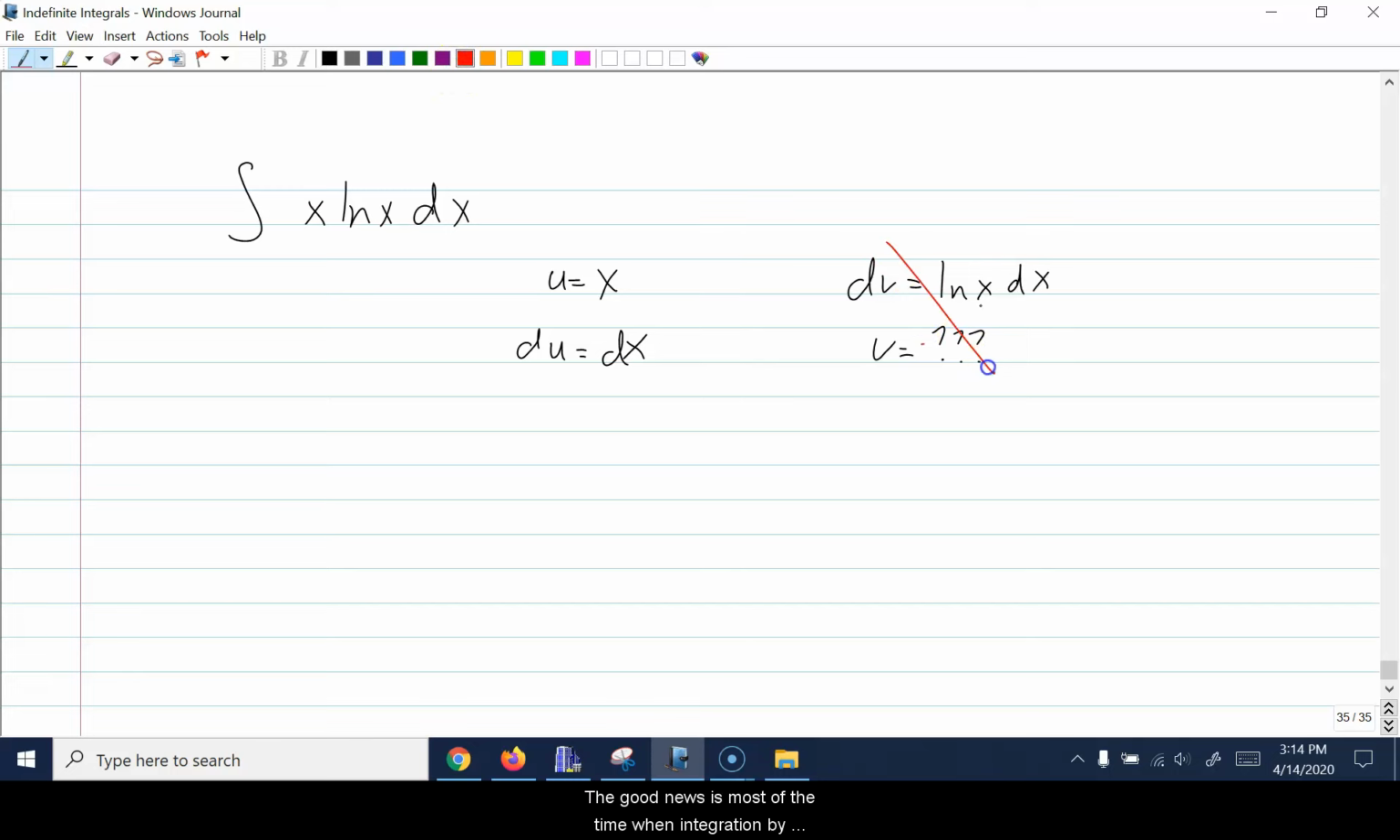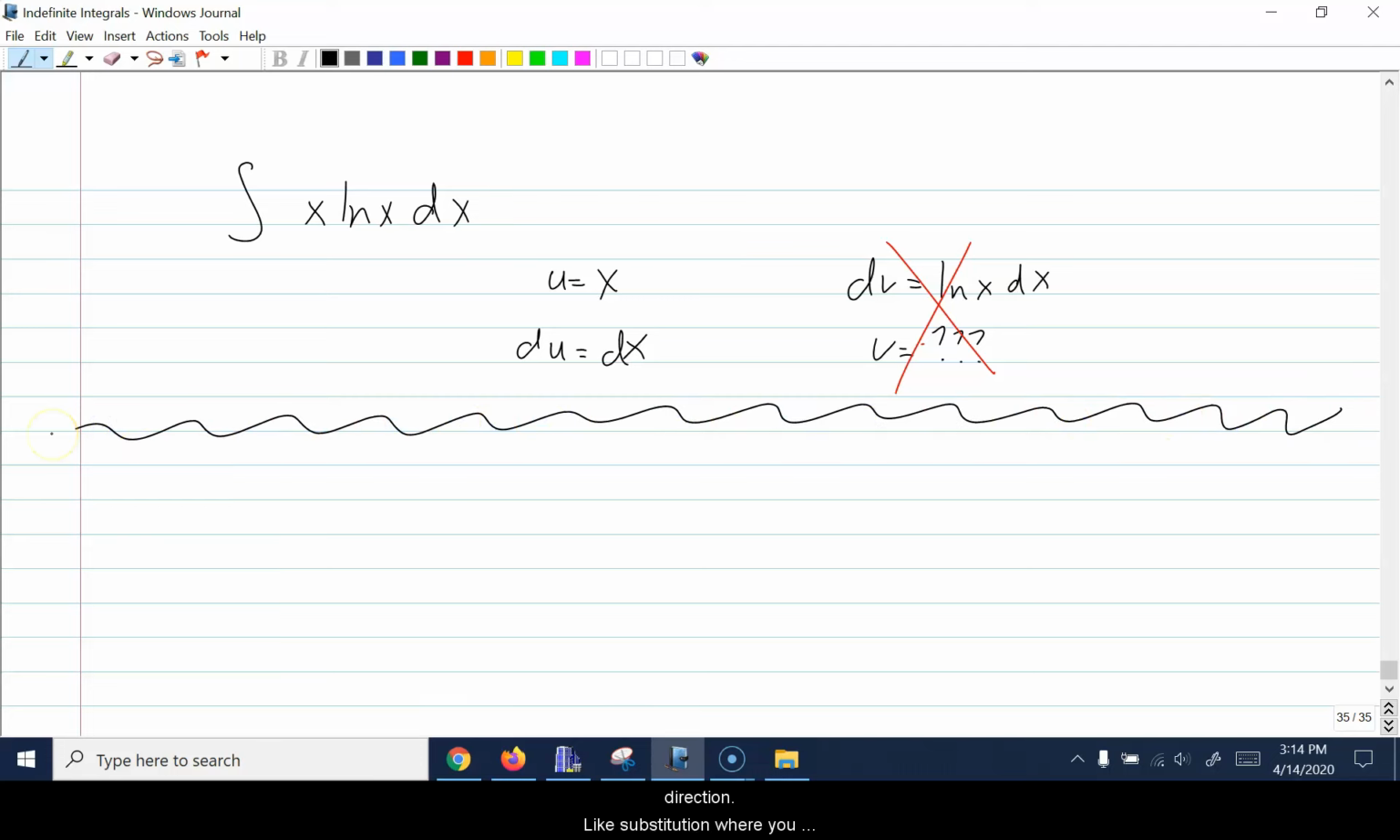Uh-oh. The good news is most of the time when integration by parts fails, it fails in this way where you can't do the little integral, which means it fails real fast, which is good news if you don't want to spend a lot of time going the wrong direction. It's not like substitution where you can almost always get through the substitution. The biggest problem with parts is usually that you can't do the little integral, and you usually find that out right away. This is an example where you don't want to let u be the x thing.